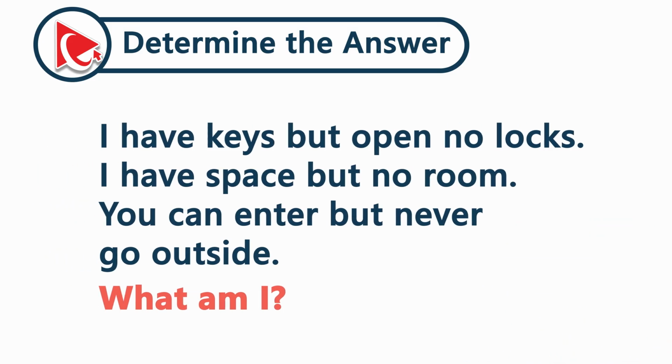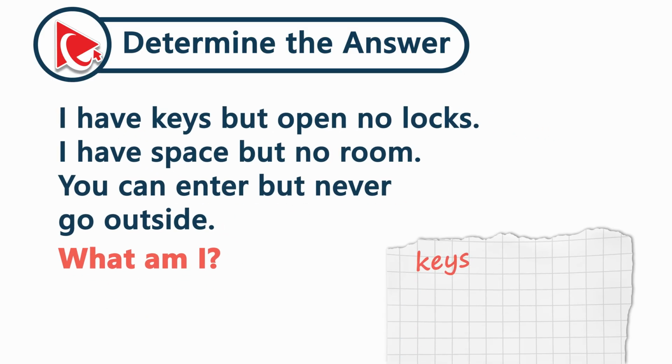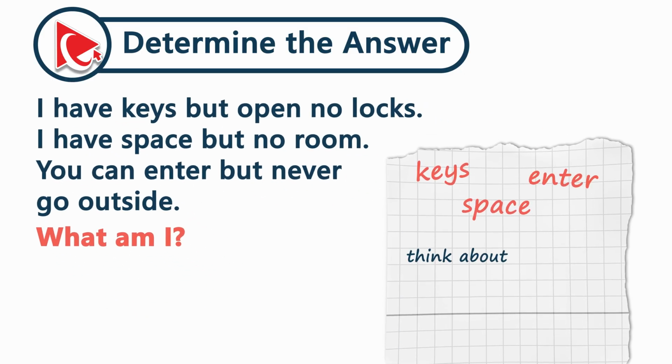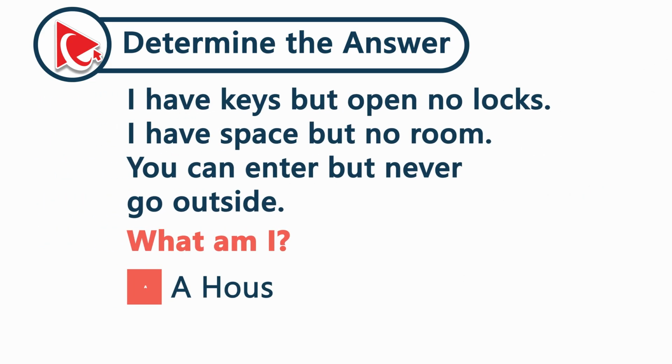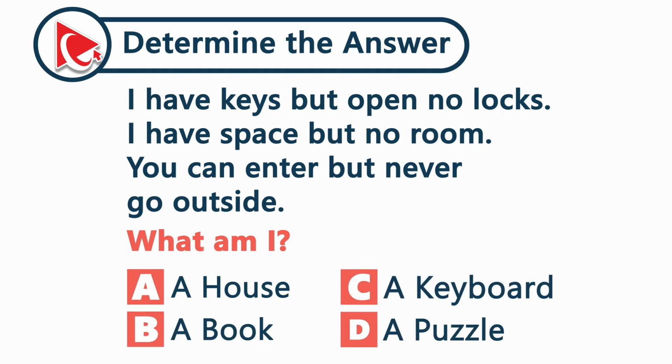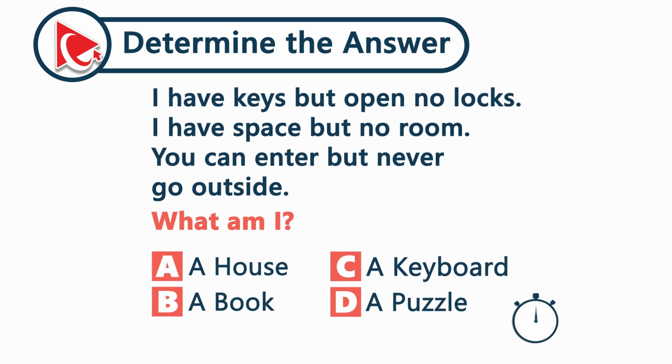What do you think? Each clue sounds familiar: keys, space, enter. But think about how they might connect in a non-literal way. And you probably would like to see answer choices. Here they are. A, a house. B, a book. C, a keyboard. Or D, a puzzle. And now, I'll set a timer for you to solve it on your own.